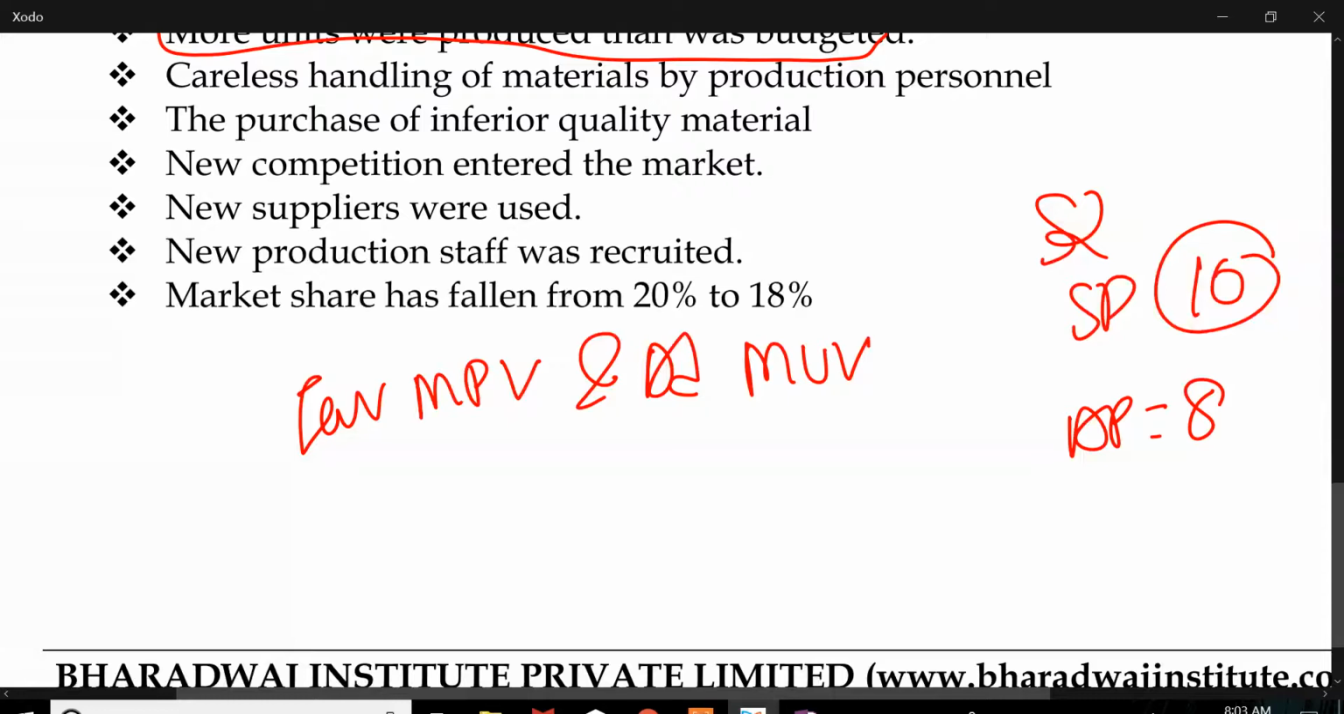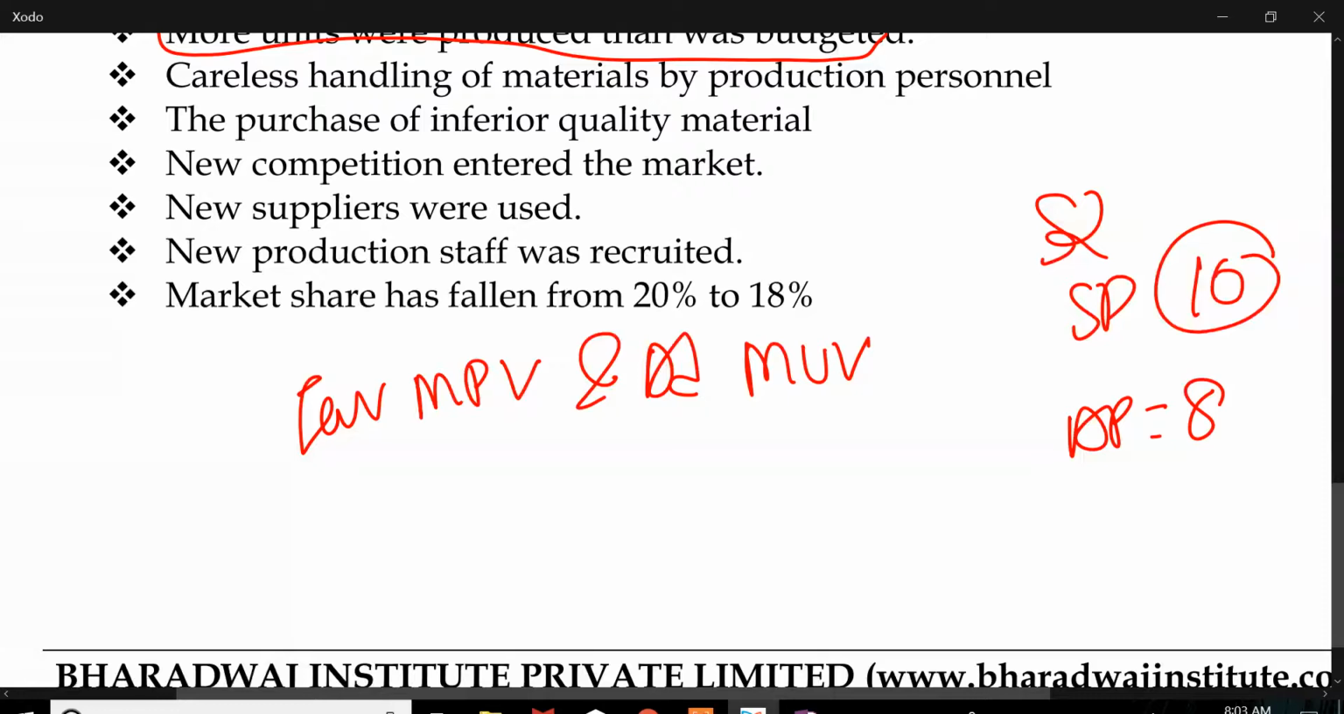Adverse or favorable? Think about it. In your office, you bring a new article assistant. Will he be more efficient than you or less efficient than you? He's obviously going to be less efficient than you. When a new person comes in, his efficiency is going to be lower.